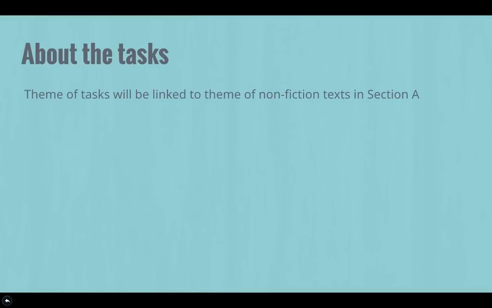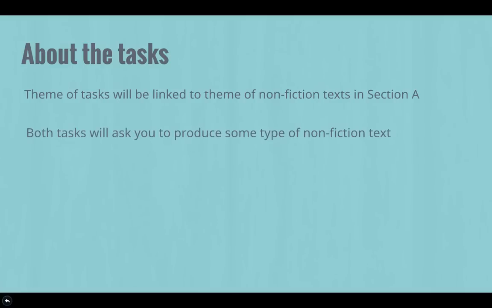Okay, so about the tasks then. The theme of the tasks will always be linked to the theme of the non-fiction text in section A. If you remember, the 2 non-fiction texts are always linked by a common theme, and the transactional writing task will pick up on those themes, and you will be asked to write for either the same theme or a similar theme.